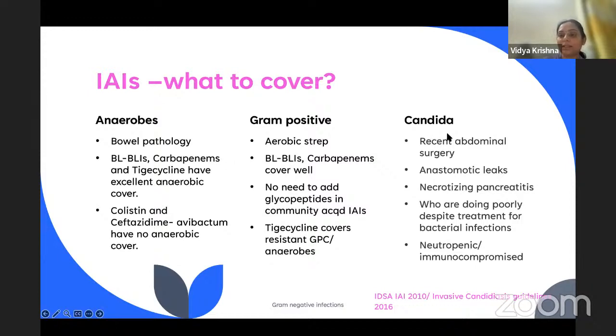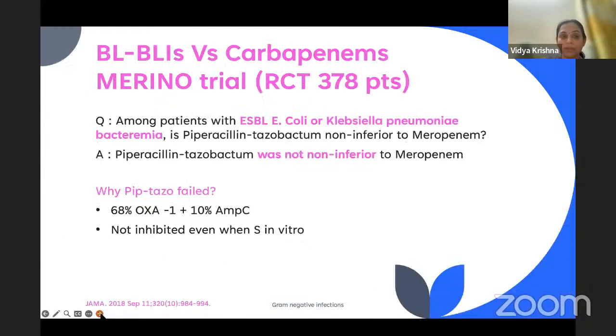And when do you cover candida? We'll always have a separate talk on this, but generally recent abdominal surgery, an anastomotic leak, a bad necrotizing pancreatitis, a patient who is on broad spectrum antibiotic but is not improving, or if it's an immunosuppressed host. So these are the broad ways to approach an intra-abdominal infection.